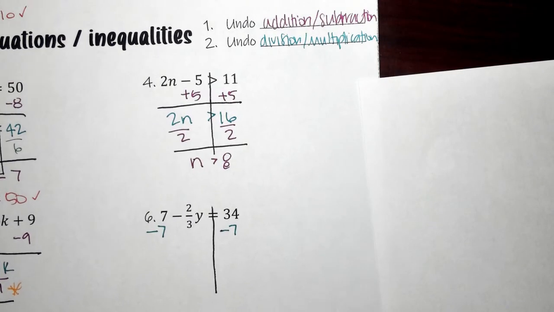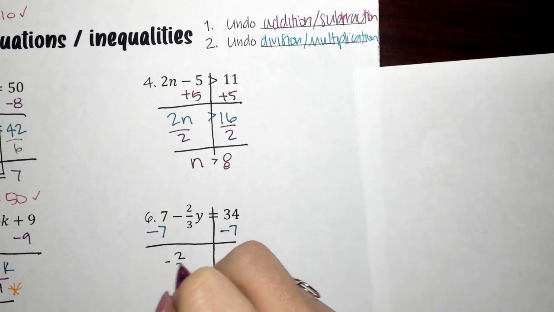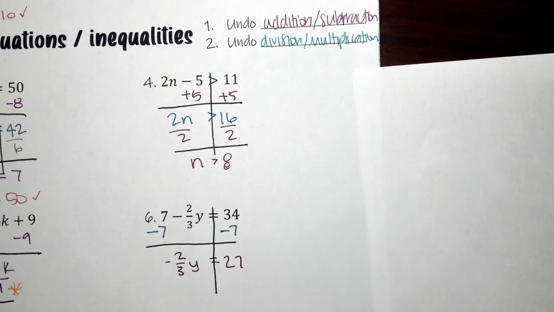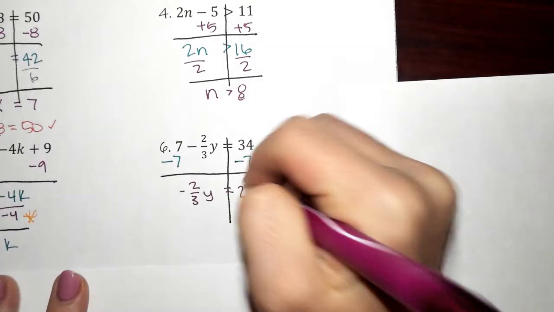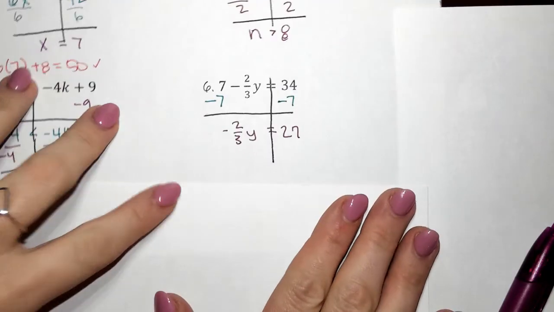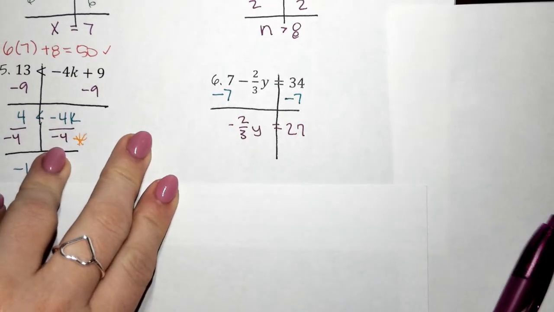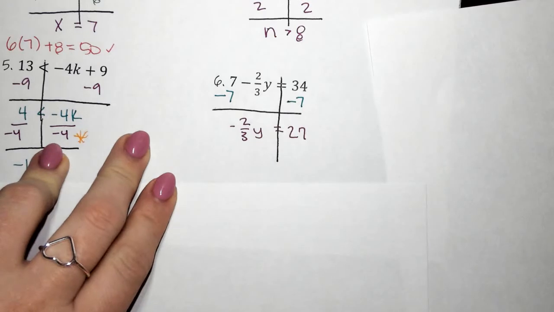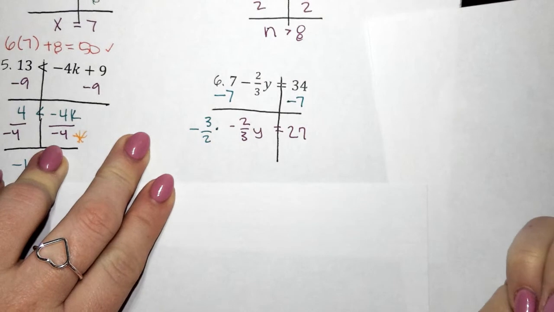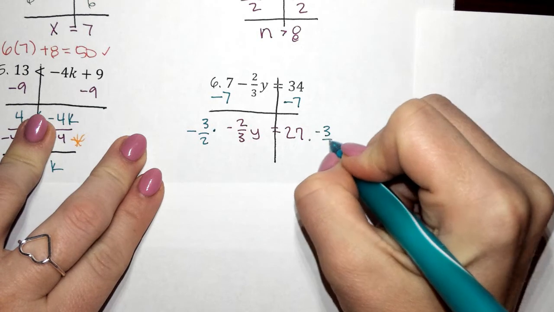Okay, so 7 minus 7 is 0. We've got negative 2/3 y equals 27. Oh, very nice. Okay. Hold on. So when we have a fraction next to our variable like this, the easiest way to get rid of it is to multiply by its inverse. So I just flipped the fraction.